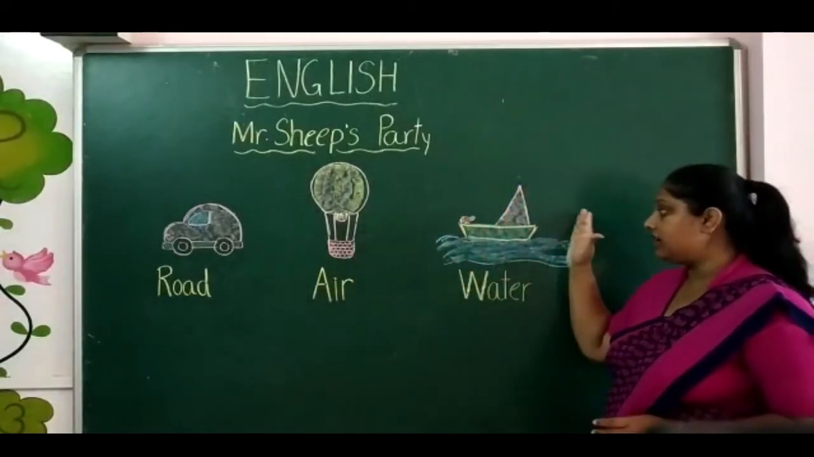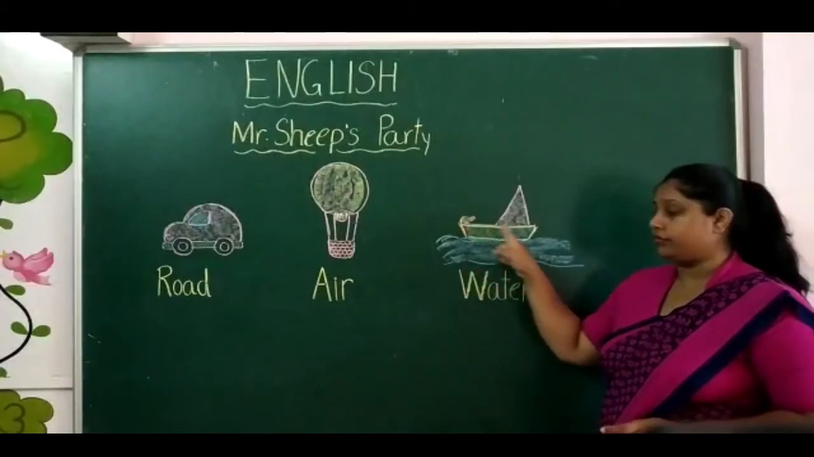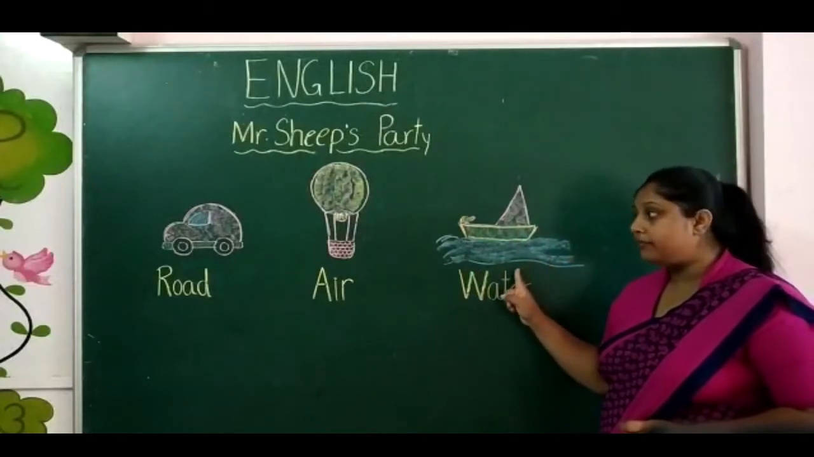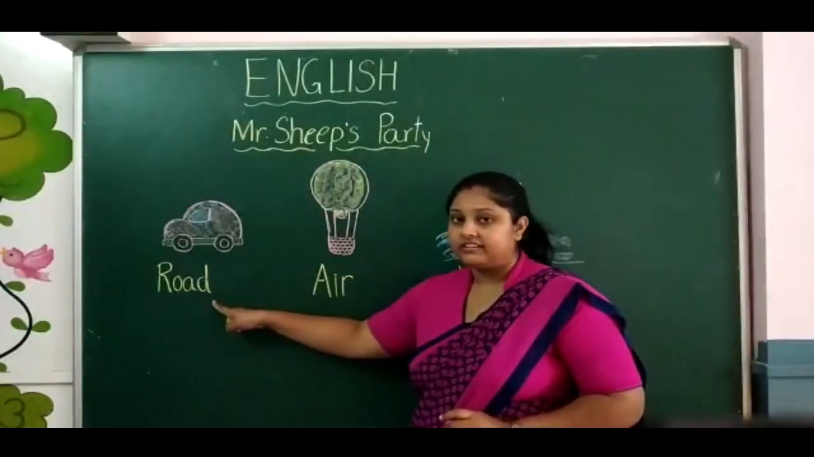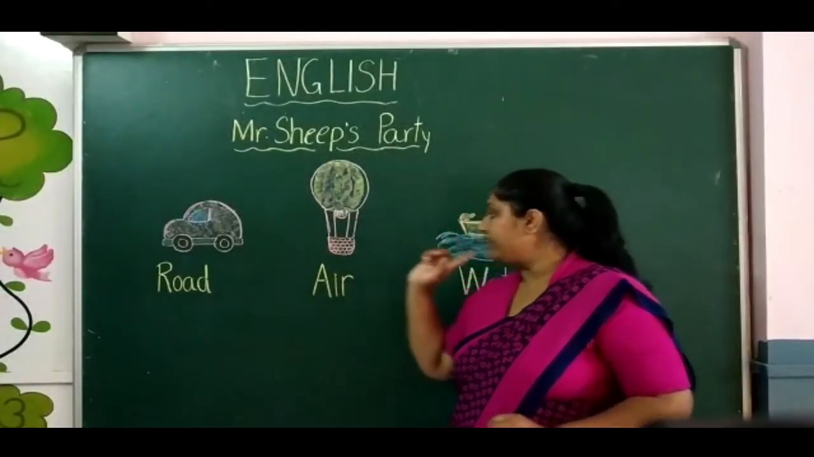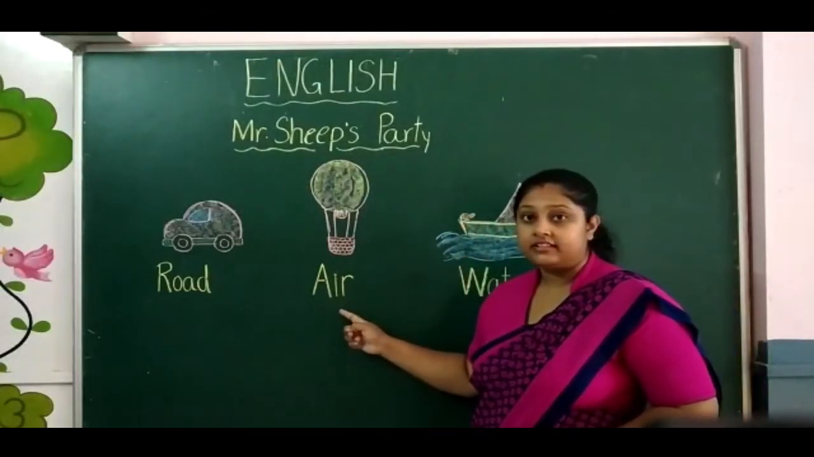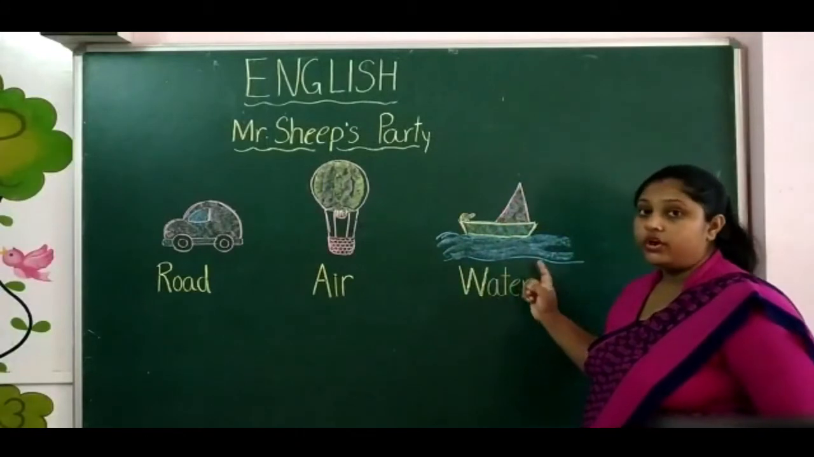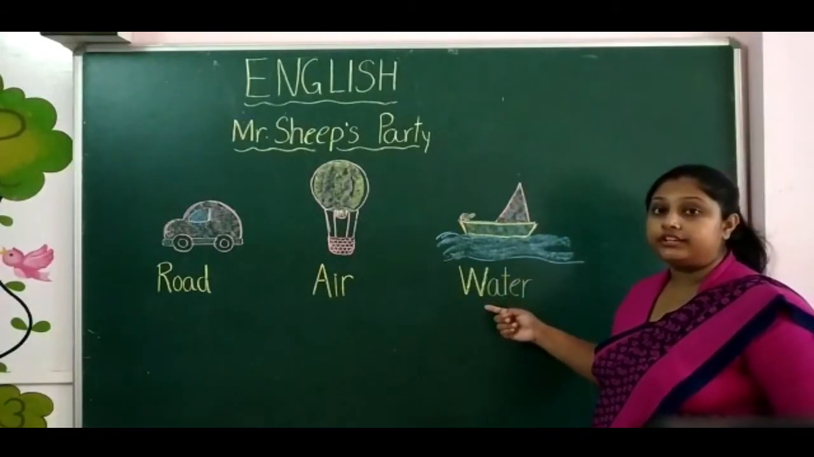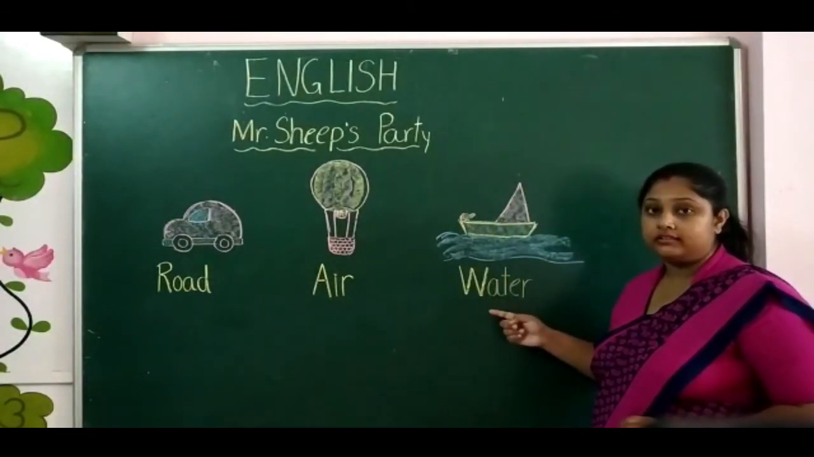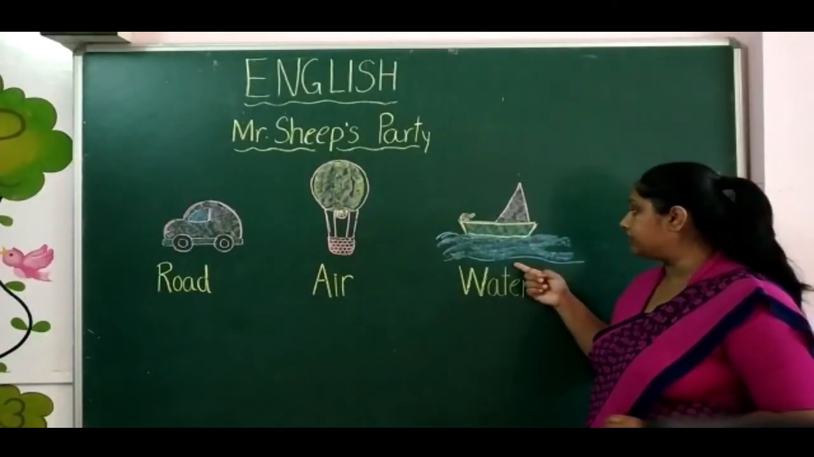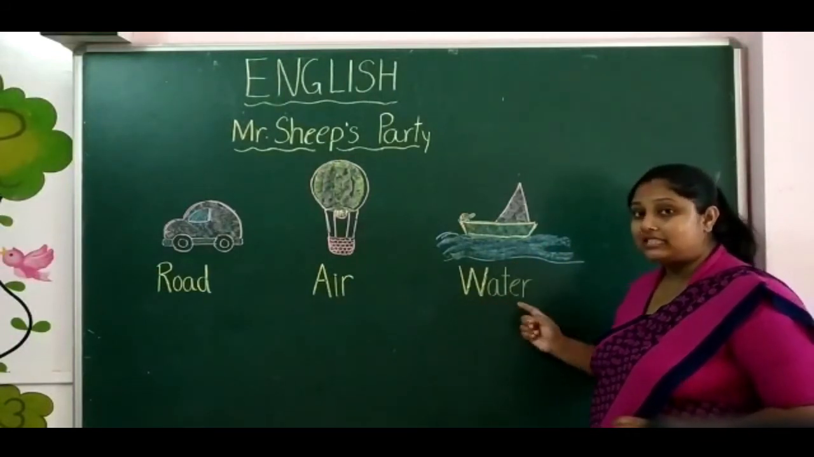Now this is a boat. This is a motor boat. Okay. So boat. We can't ride the boat through road. Okay. We can't bring the boat on the road and we can't ride it. Okay. We can't ride the boat in air. Okay. We ride the boat on water. Where? Water. Where there is a river, sea, ocean. Okay. So, boat is called a water transport.